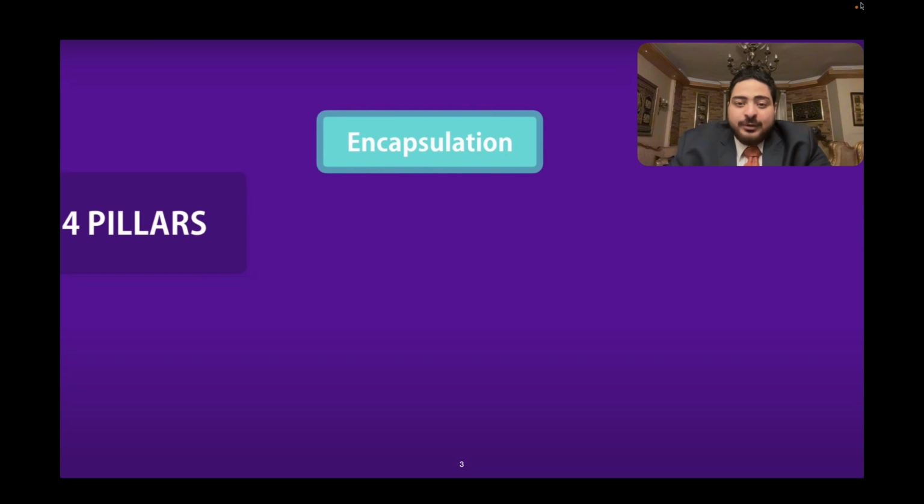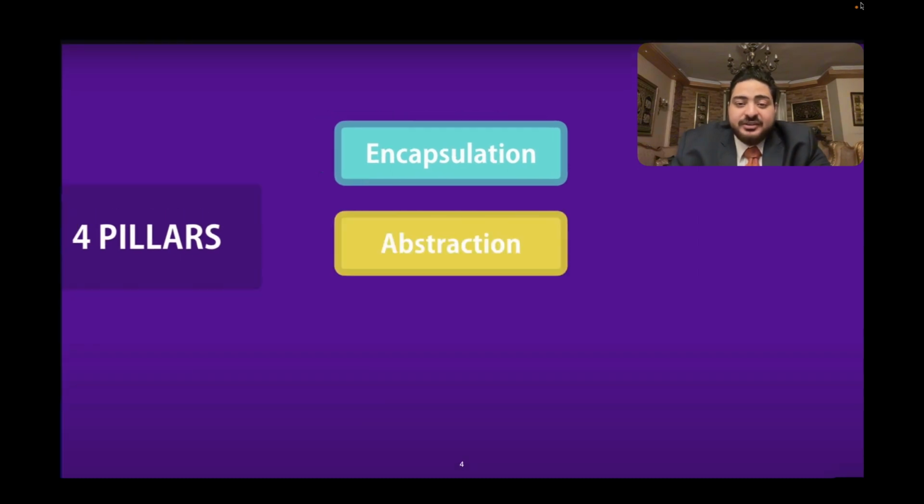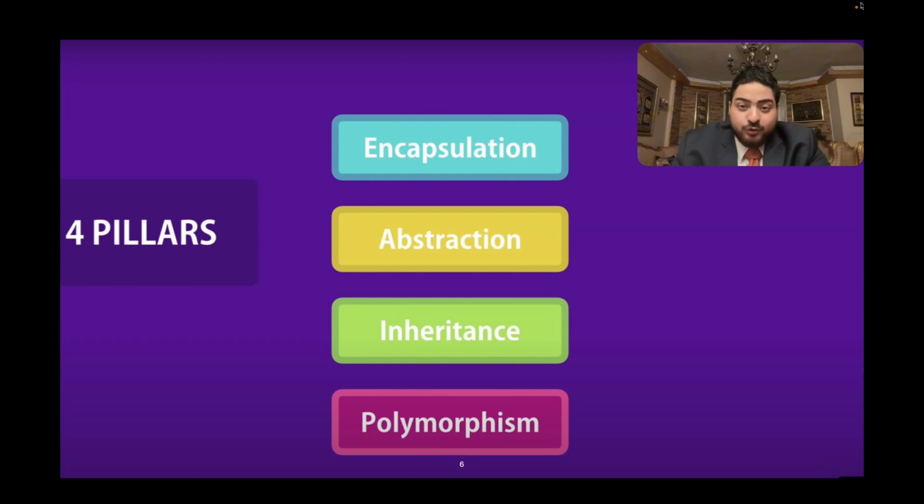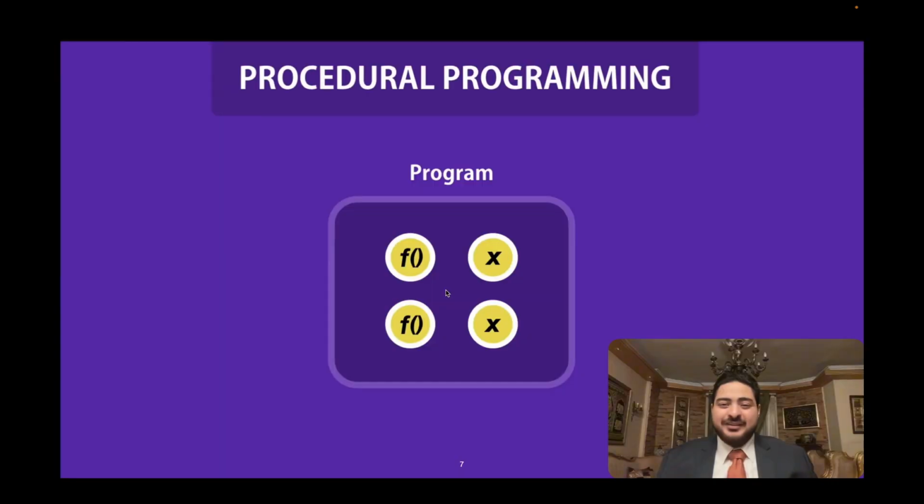First, we will talk about encapsulation, second, abstraction, then inheritance, and lastly, we will talk about polymorphism. So let's start by remembering what we were doing before object-oriented programming.